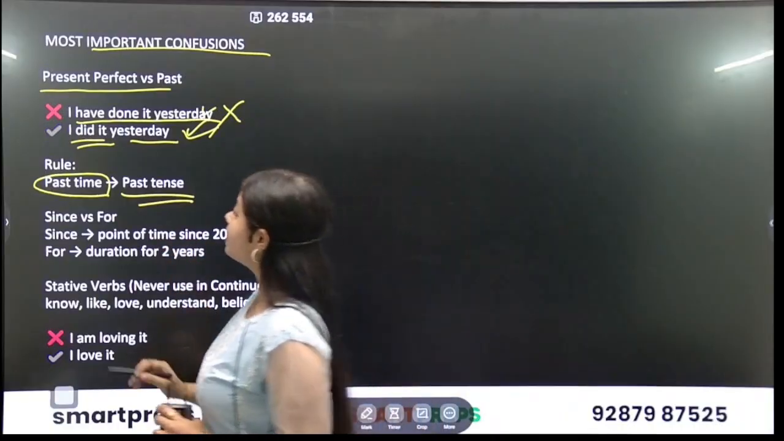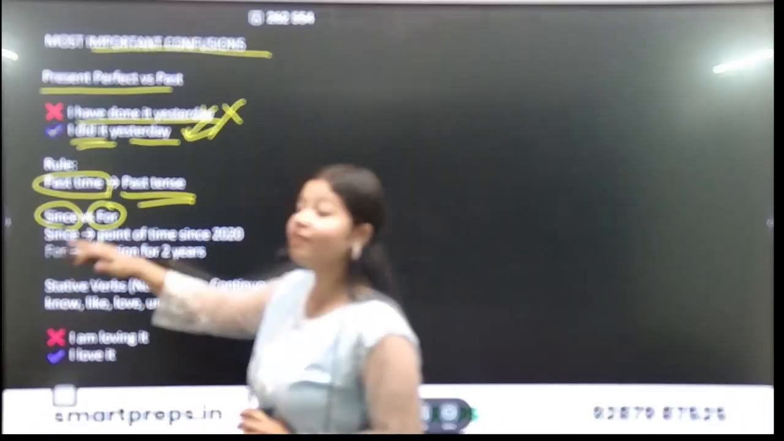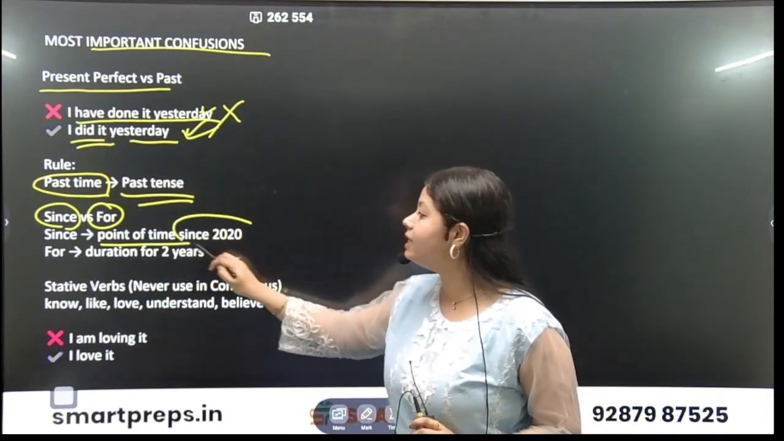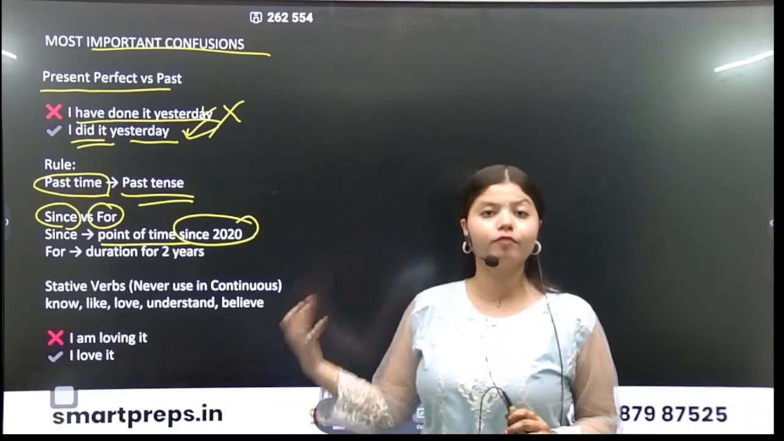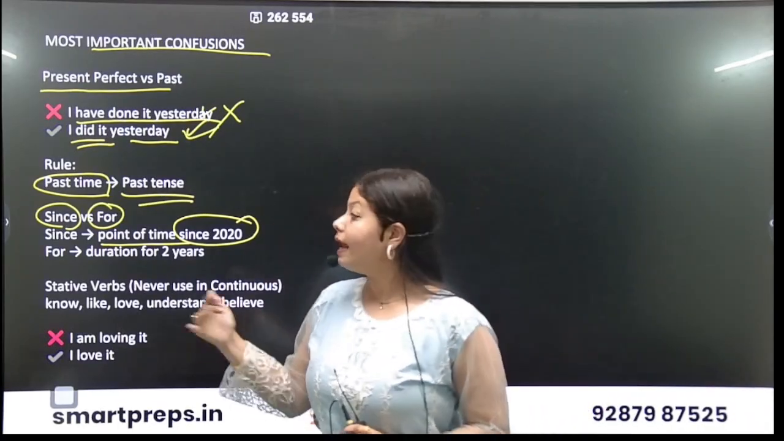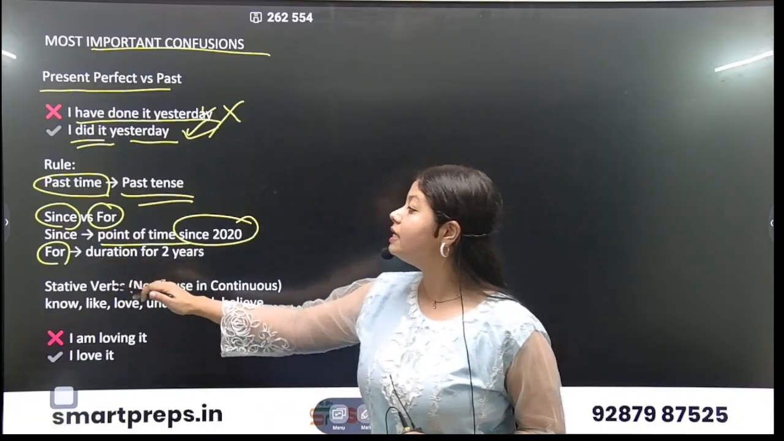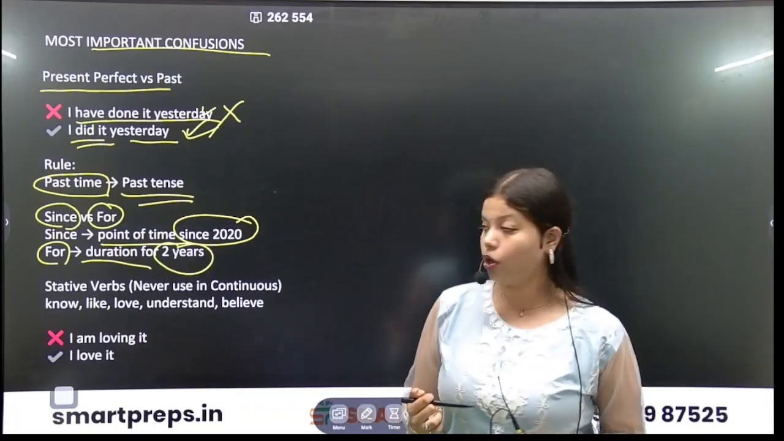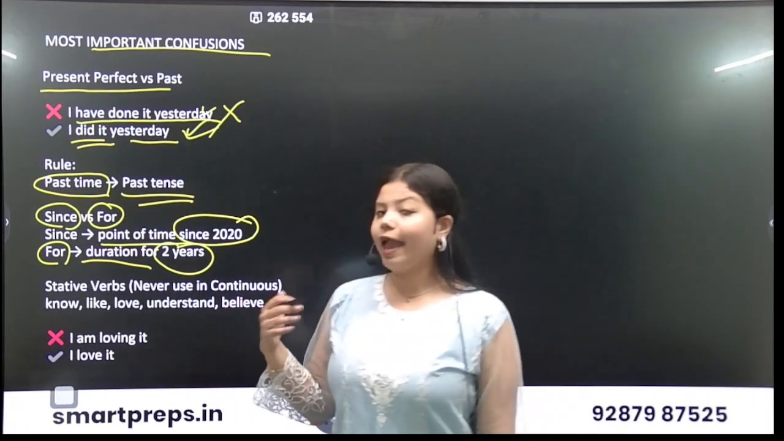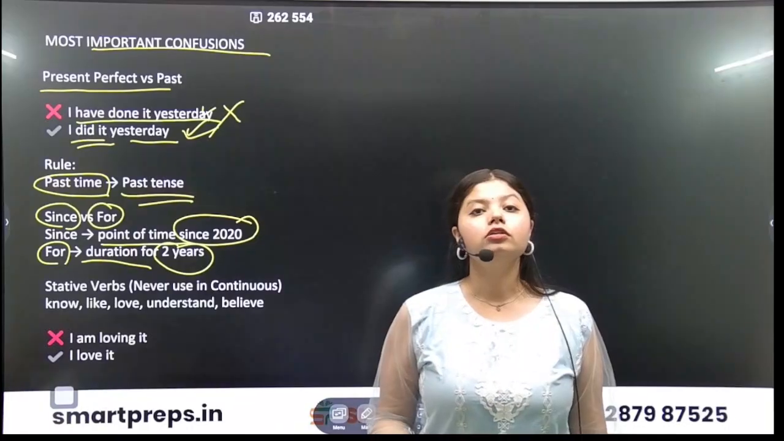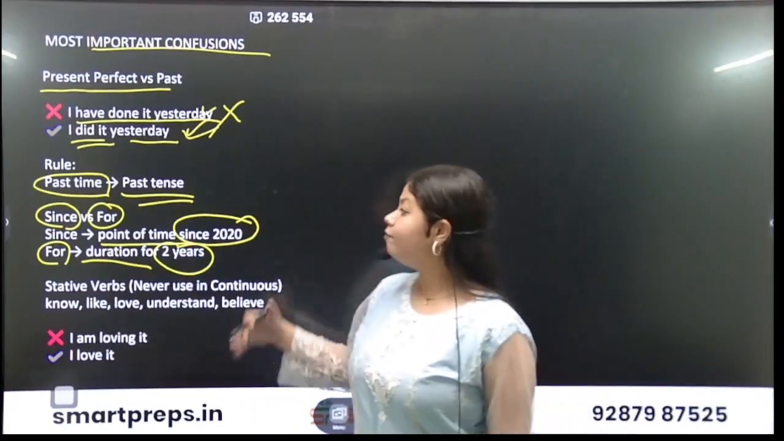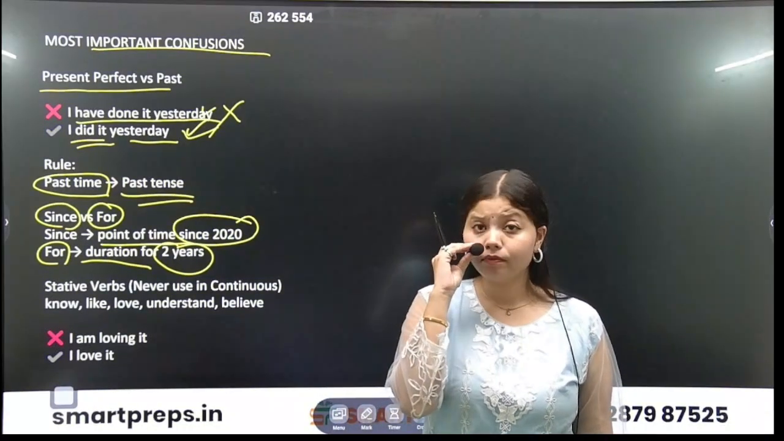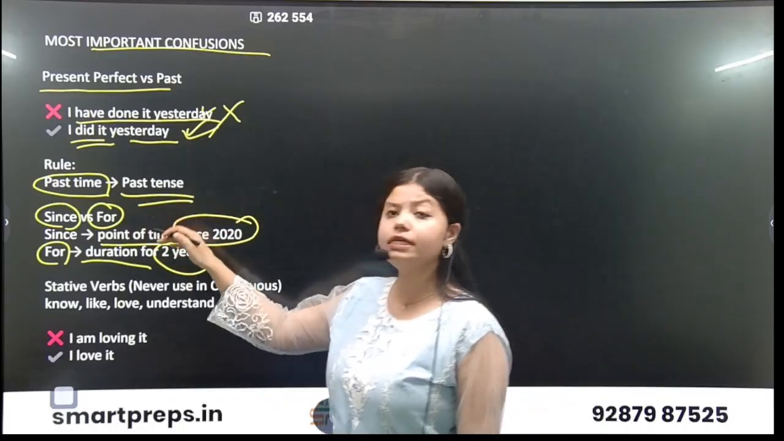Okay, now there is a confusion between since and for. Now what is the difference between since and for? Since means a point of time: since 2020, since morning, since evening. Okay, or since any kind of year. Now when we're talking about for, it means the duration: for 2 years. The duration will be mentioned. Okay, for example, I have been studying in this college for 2 years now. Okay, so I have started this work since 2020. Okay, so that's the difference between since and for.